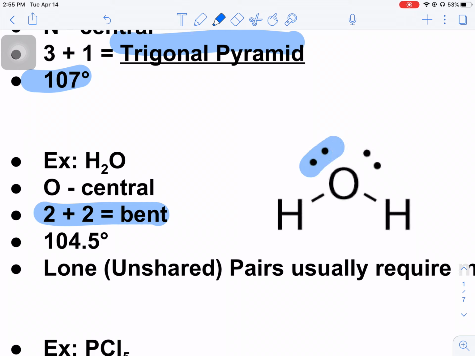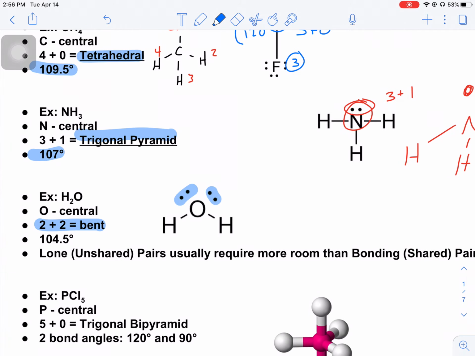And these lone pairs, what you guys are noticing is that we're adding more lone pairs compared to the previous example. This bond angle got a little bit smaller. So that's what that last bullet point tells us, that lone pairs usually require a little bit more space. Ammonia had only one unshared pair. It had a bond angle of 107, but now we get to water that has two unshared pairs, and that bond angle shrunk by about 2.5 degrees to about 104.5.